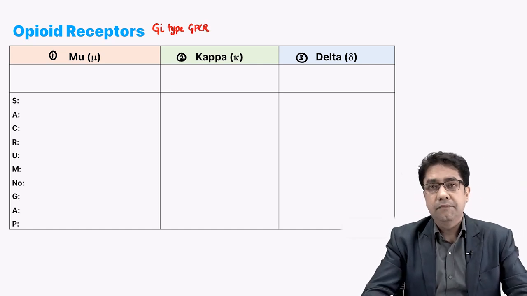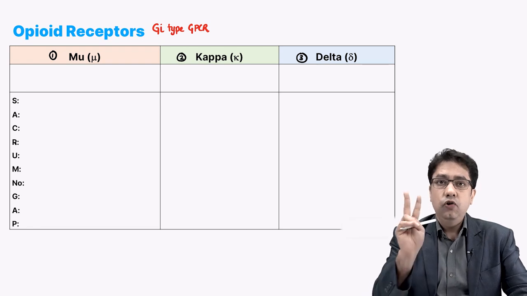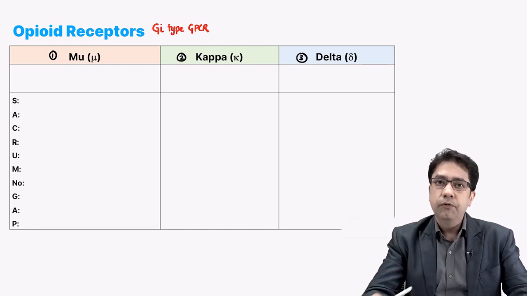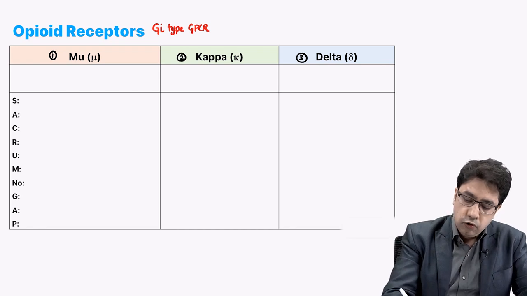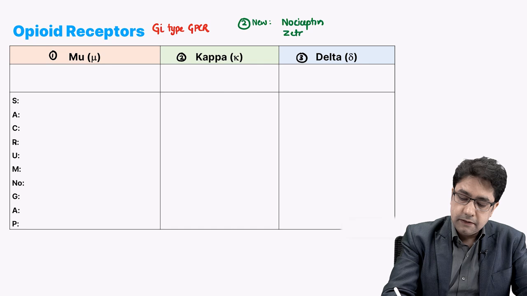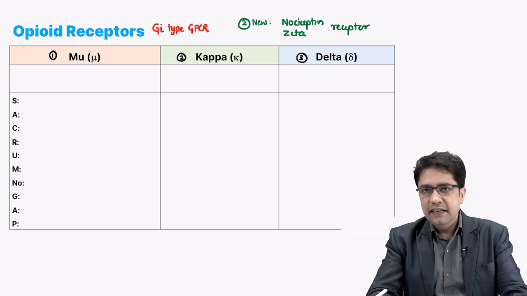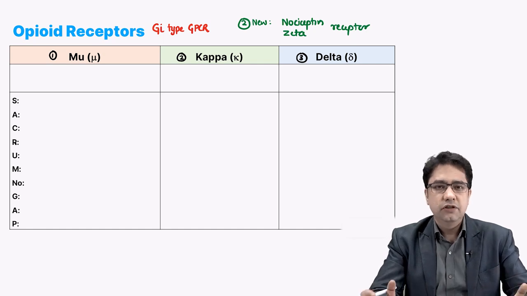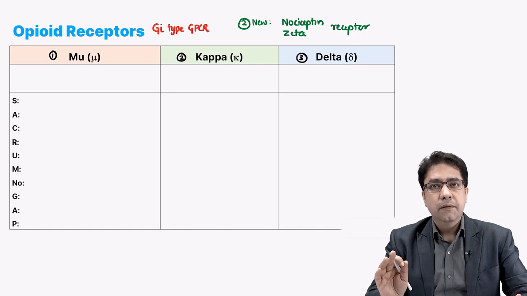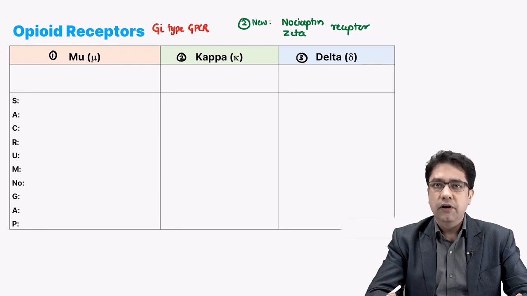But recently, we identified two more new opioid receptors. The two new opioid receptors identified in our body are the nociceptin receptor and the zeta receptor. Now remember, these two receptors don't have any significance. They are not asked in exams, we have discussed them just for knowledge. We have to mainly focus on the mu, kappa and delta opioid receptors.